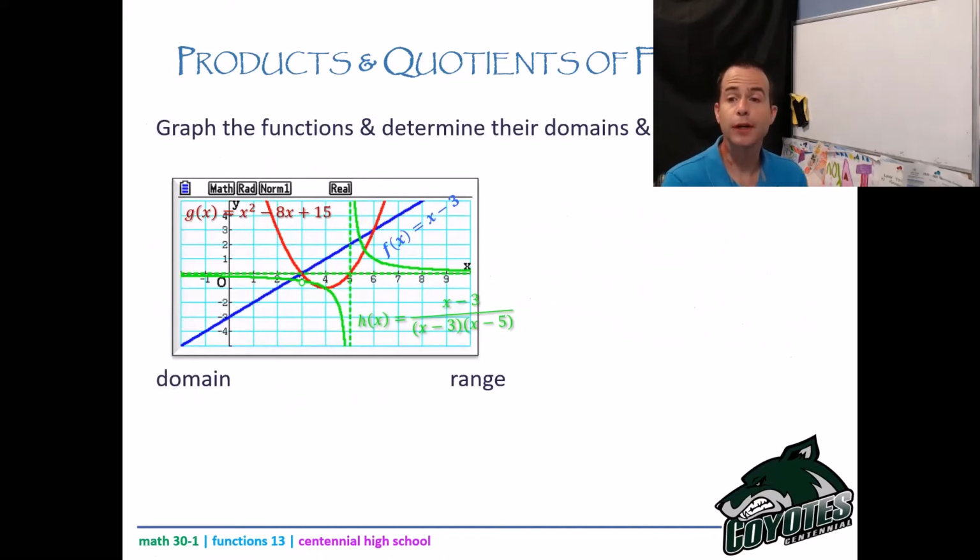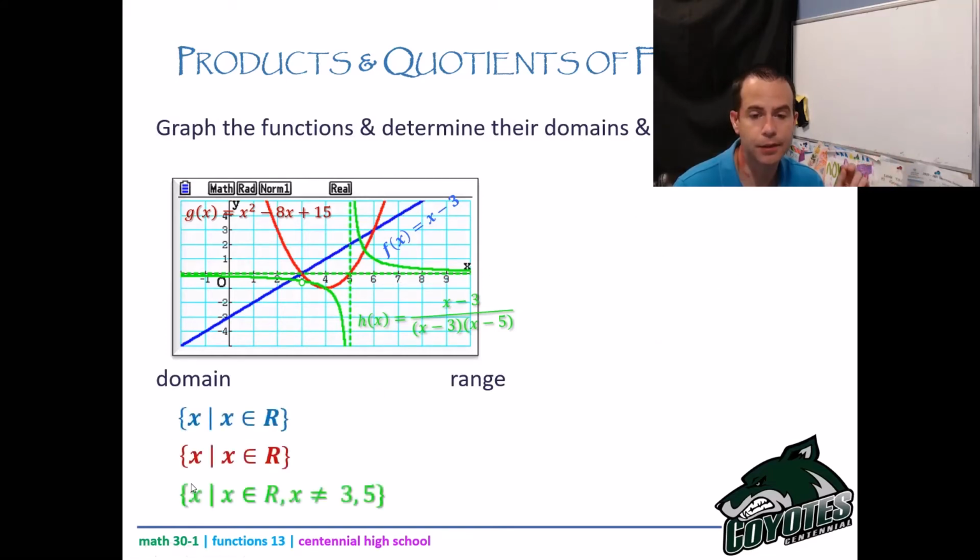And again, we're going to go through the domain and the range for all three graphs. So the domain of f of x and g of x we already talked about, they were real. The domain of h of x is not all real because we have these non-permissible values. So the domain of h of x would be x is a member of the reals, but it can't be those two x values, which would have been 3 and 5. So we'd have to say x is a member of the reals, x cannot equal 3 and 5.